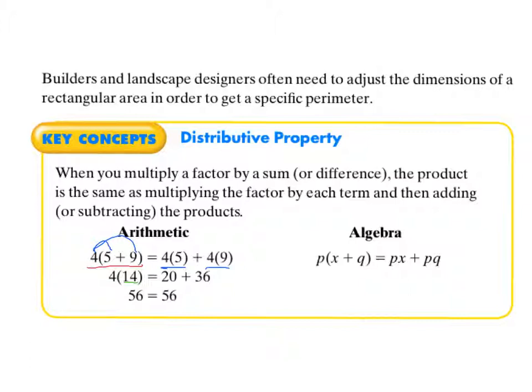No matter which way you do it, you still get the same answer: 4 times 5 is 20, 4 times 9 is 36, and 20 plus 36 is 56. 4 times 14 is also 56. So it doesn't matter which way you do it, is basically all this is saying. If you multiply the outside by everything on the inside, you'll get the same answer as if you follow order of operations and use that method.